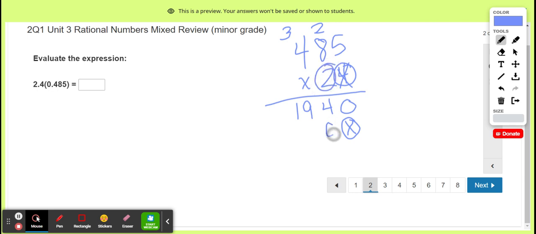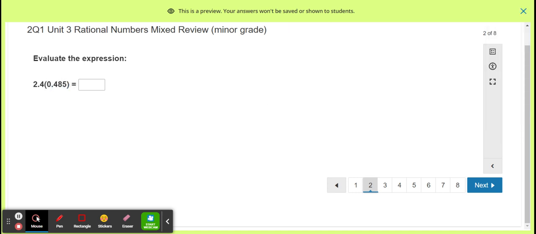2 times 5 is 10. 2 times 8 is 16, plus 1 is 17. And then 2 times 4 is 8, plus 1 is 9. I'm going to add these all up. So 9 plus 1 is 11. And we have 1, 2, 3, 1, 2, 3.